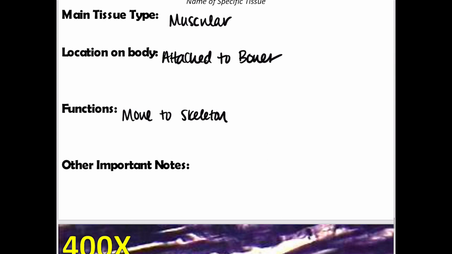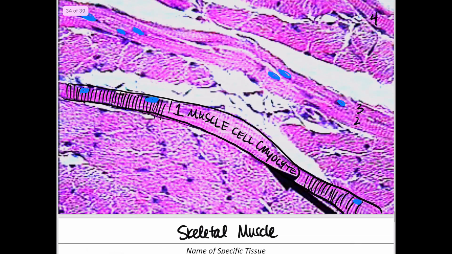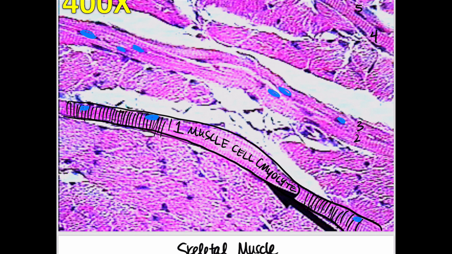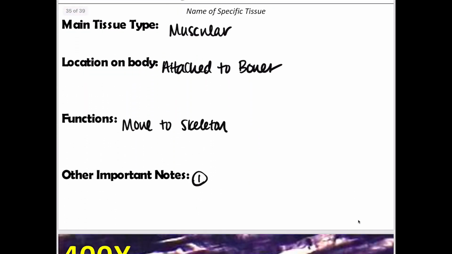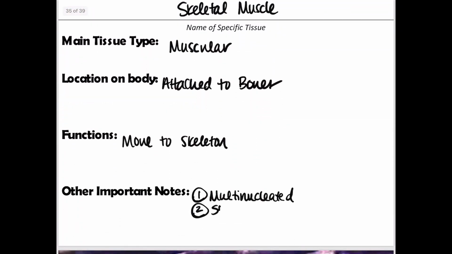Now, these are the three things I want you to know about all muscle tissues. One, I want you to be able to tell me if there's one nucleus per cell or more than one nucleus per cell. And there's very clearly more than one nucleus per cell on this slide. So we say that it is multi-nucleated, right? More than one per cell. Also, I want you to be able to tell me, is this muscle tissue striated or not? Does it have the stripes? And this one clearly does. So we say that it's striated.